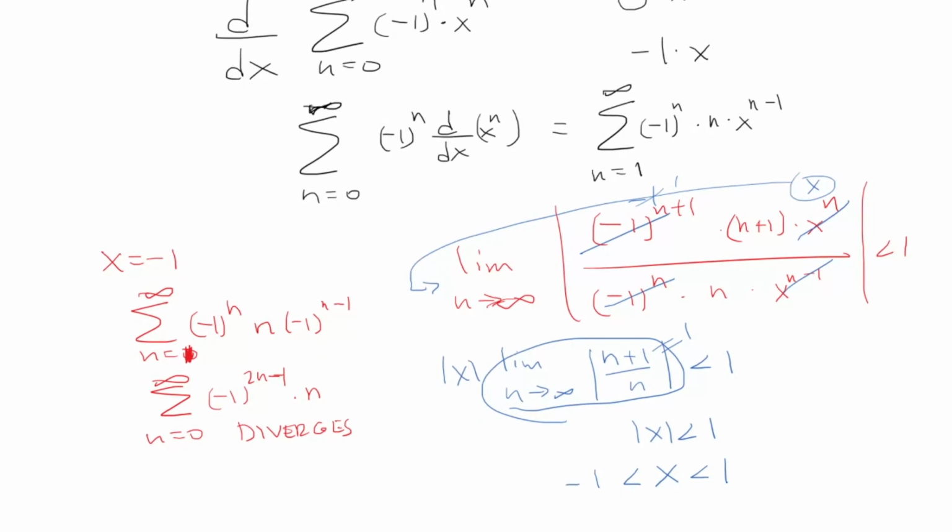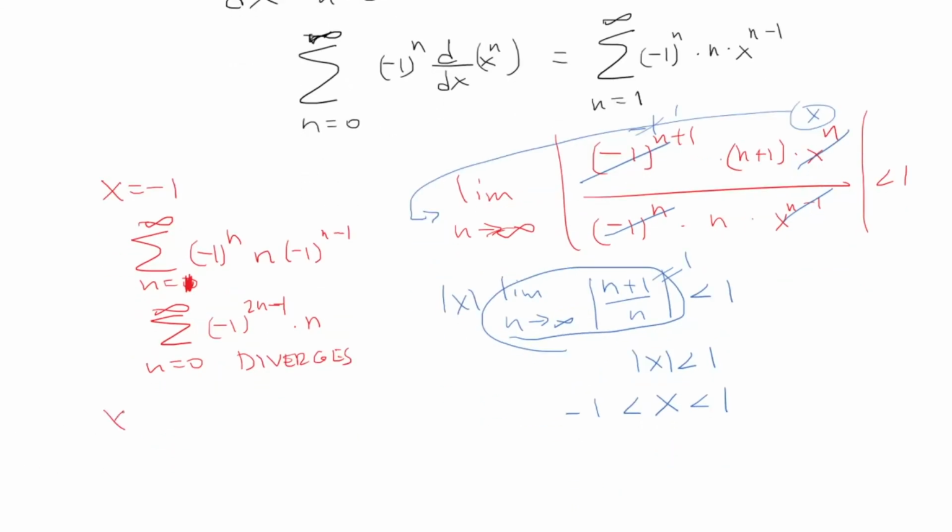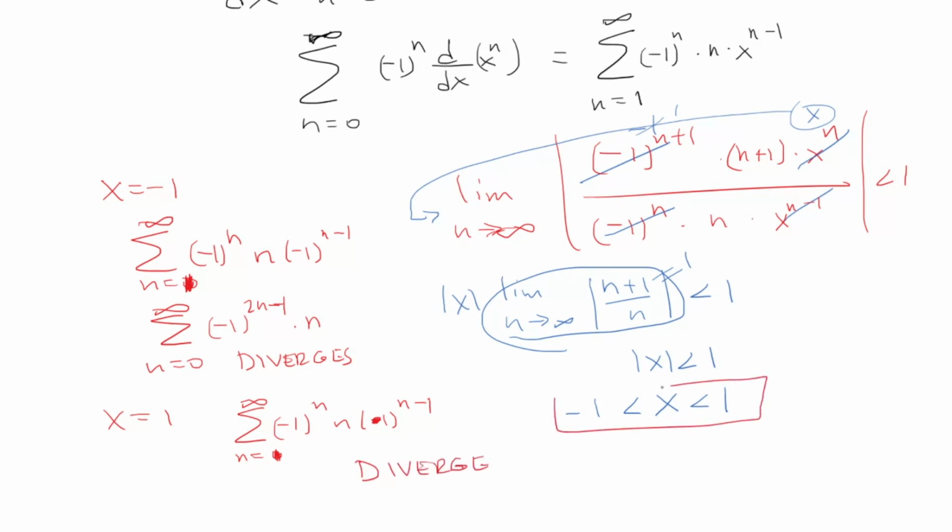Similarly, we'll do the same thing for x equals 1. We'll have negative 1 to the n times positive 1 to the n minus 1. And then if we take the limit as n approaches infinity, this is not 0, therefore this is going to diverge. So we do not include the endpoints. So this is our interval of convergence.